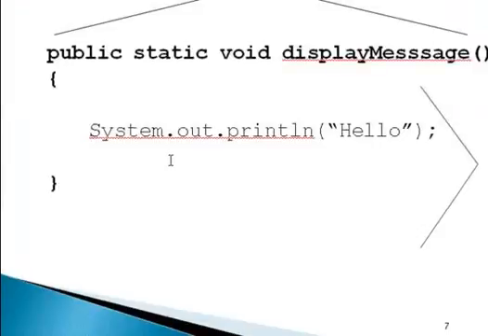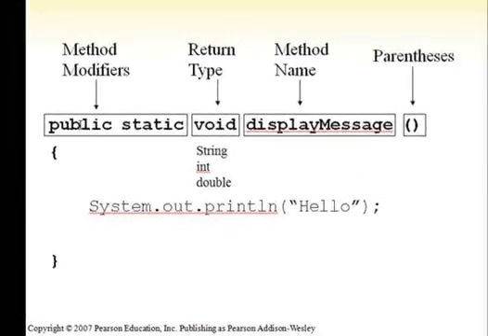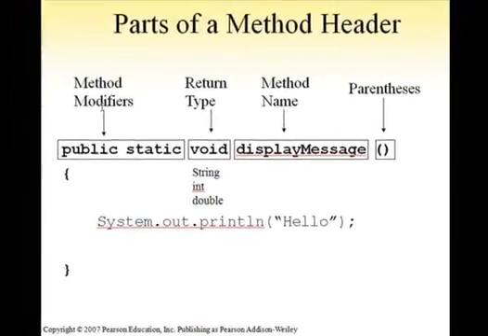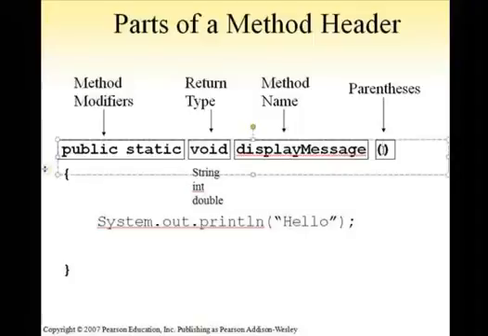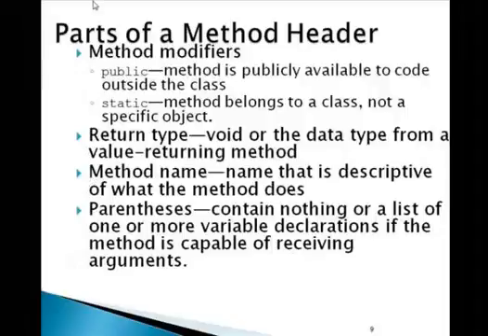As you see, the method header consists of the modifiers public static. The return type is void. The method name is display message, and the parentheses should follow the method name. Right here in these parentheses we can put all the passing arguments, and here is the body part of the method. So let's look at the parts of the method.